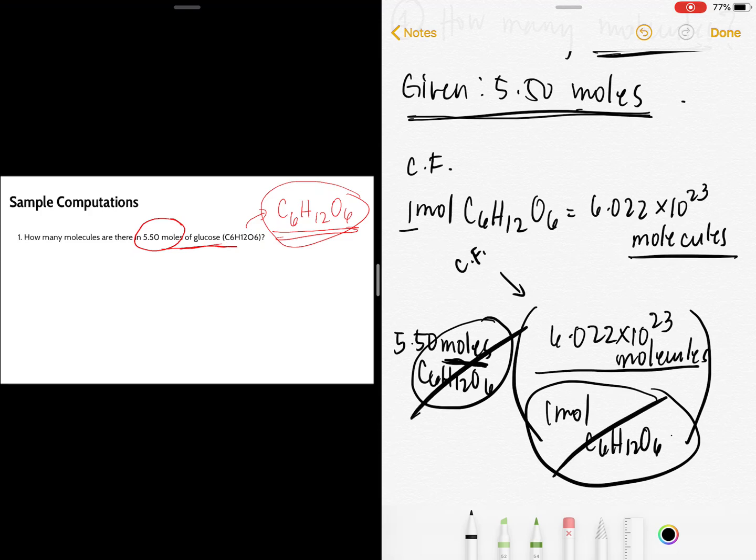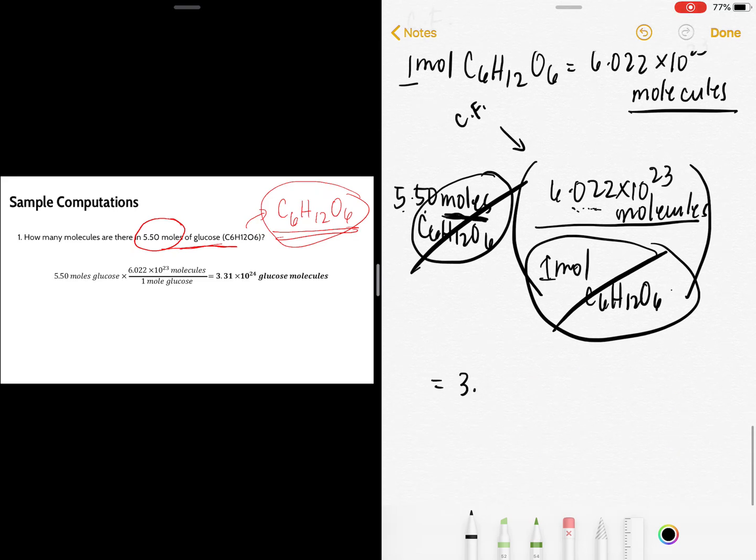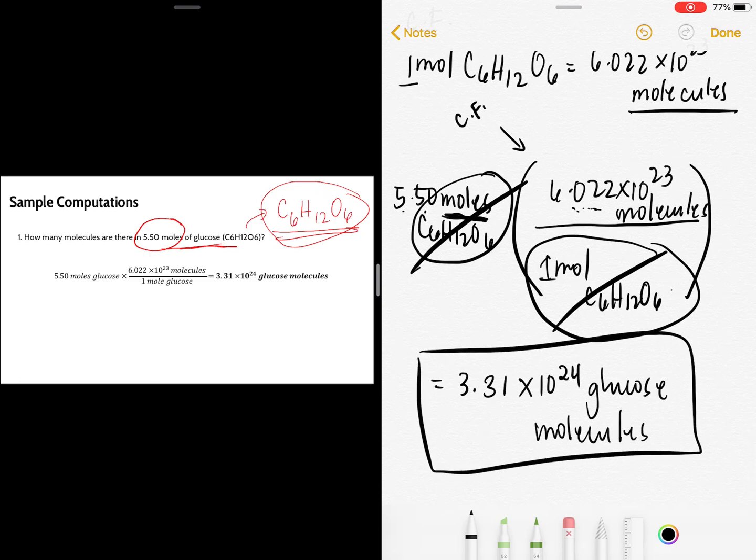So, magka-cancel ito. So, ano ang ibig sabihin nitong parenthesis? 5.50 times multiply with 6.022 times 10 raised to 23 divided by 1. So, what is the answer? The answer is 3.31 times 10 raised to 24 glucose molecules. Ayan. Madali lang. Kailangan mo lang mamili between the two conversion factors.